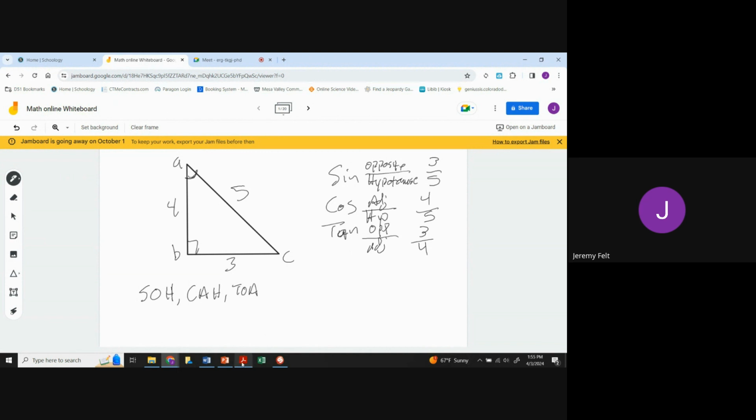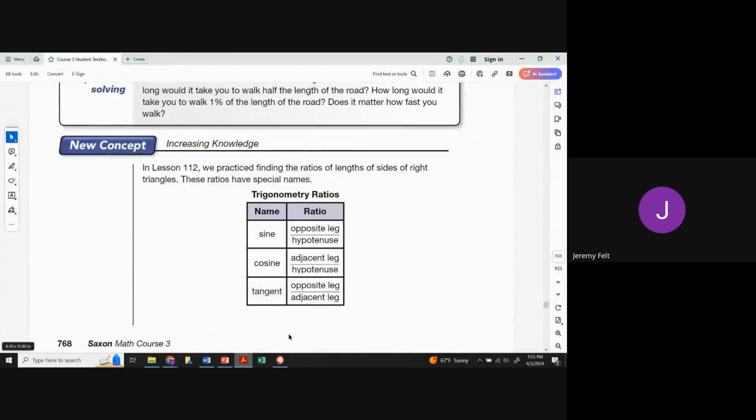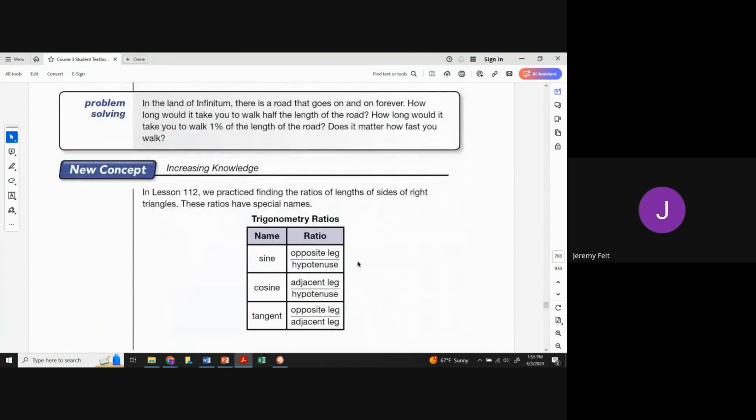We'll also show you the calculator here in a second. So opposite over hypotenuse, that's where we got SOH. Cosine, adjacent over hypotenuse, CAH, and then tangent, that's where we got TOA, O over A, TOA.